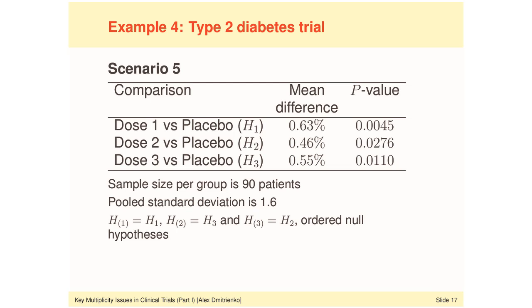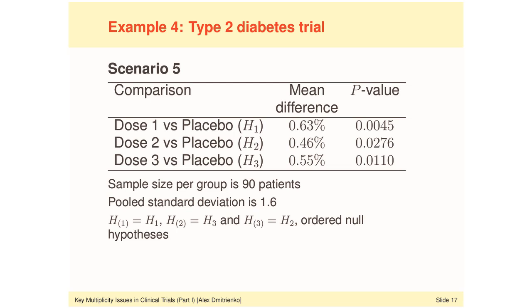This particular set of one-sided p-values was labeled scenario 5 earlier in this online course. This table shows us the one-sided p-values for each individual dose-placebo test. It also shows the parameters of interest, and those are the mean dose-placebo differences that are shown in the central column in this table.